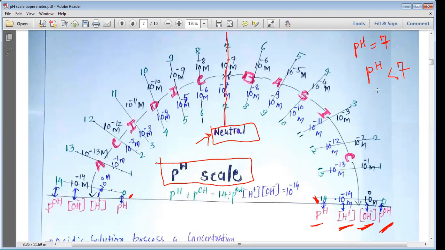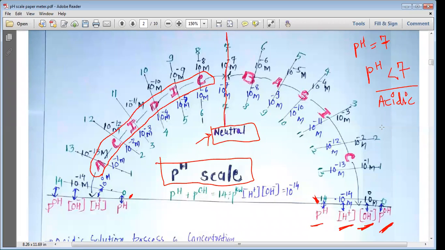If the value of pH is less than 7, that means it may be 6, 5, 4, 3, 2, 1, 0. Then what is the type of solution? You can read it on your screen. What kind of solution is it, my dear students, when the pH is less than 7? Acidic. Yes. So if your pH is less than 7, the given solution is acidic in nature.